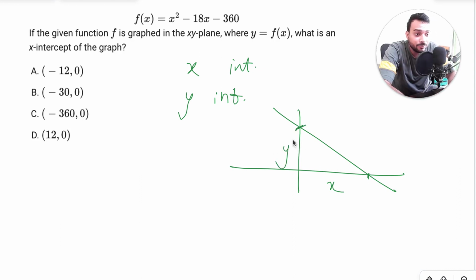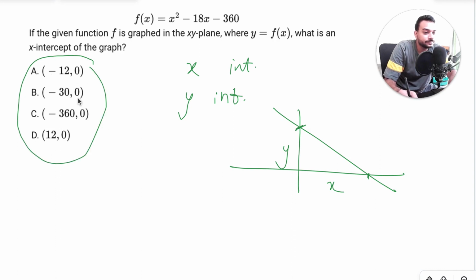So very simple, whenever you want to find the x-intercept, you place y equal to 0, because your graph must cut the x-axis. If it's touching the x-axis, that means y is 0. Similarly for the y-intercept, it must cut the y-axis, and x must be 0 at that point. They're asking for the x-intercept, so y is equal to 0. As you can see, all options have y is equal to 0. So let's check for what value y goes to 0.